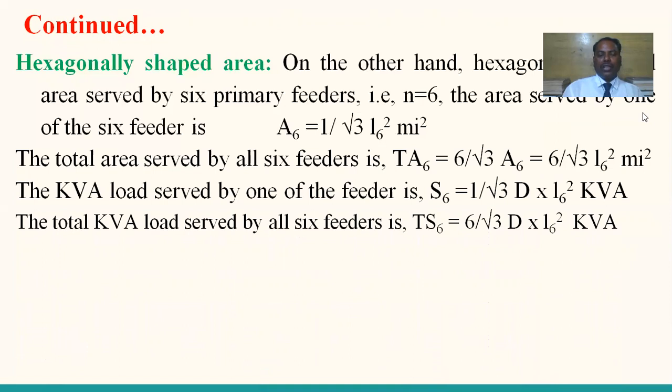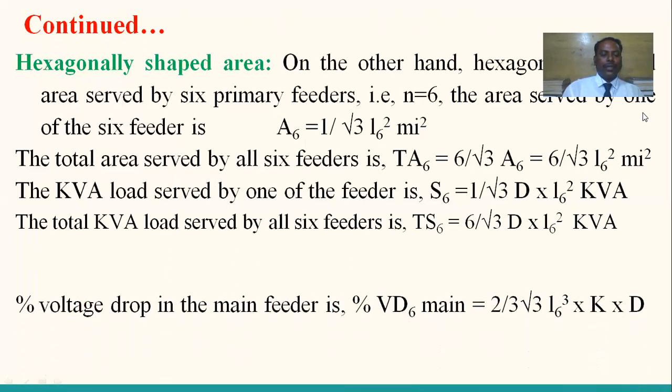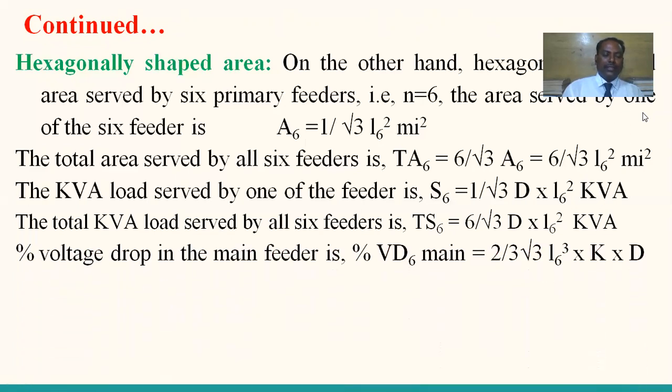So why are we doing it like this? There are two comparisons in the 6 and 4 feeder patterns, so we'll discuss that later. Yes. So 6 by root 3 into D into L6 square kVA. Therefore, the percentage voltage drop in the main feeder is, the percentage voltage drop of one feeder out of 6 feeders is equal to 2 by 3 into root 3 into L6 keep K into D.